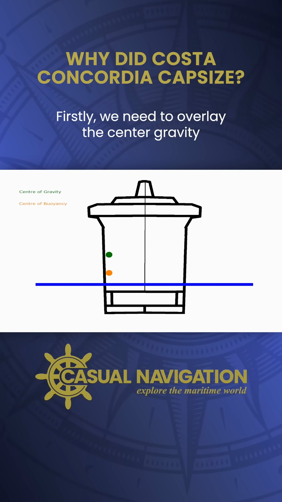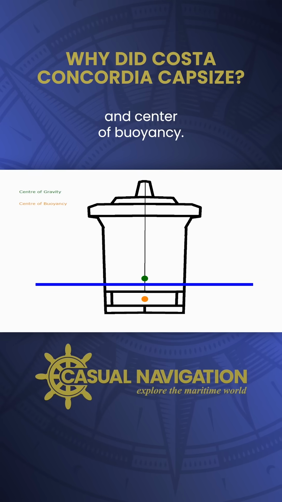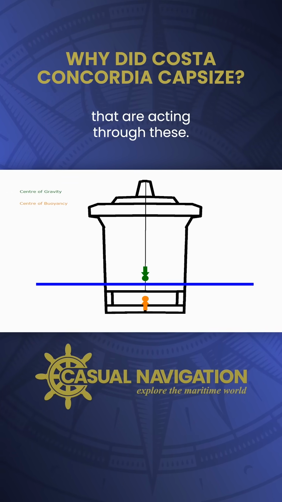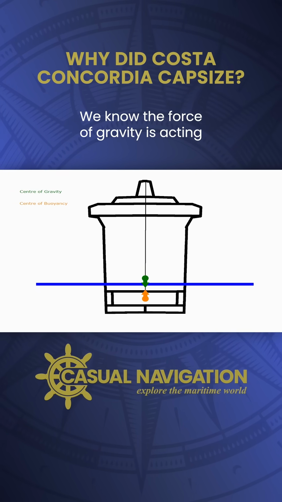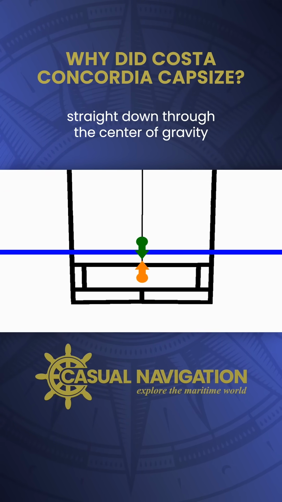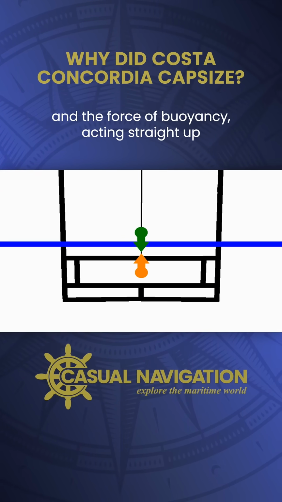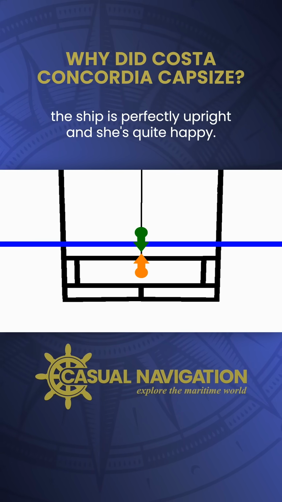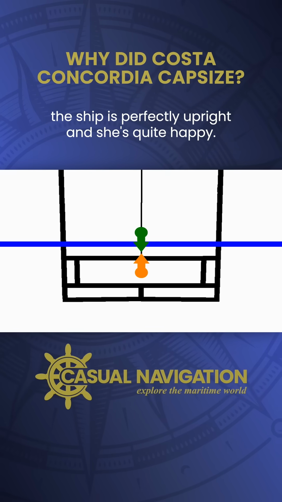Firstly, we need to overlay the centre of gravity and centre of buoyancy. Then we can put on arrows for the forces that are acting through these. We know the force of gravity is acting straight down through the centre of gravity, and the force of buoyancy acting straight up through the centre of buoyancy. Now when these are in line, the ship is perfectly upright and she's quite happy.